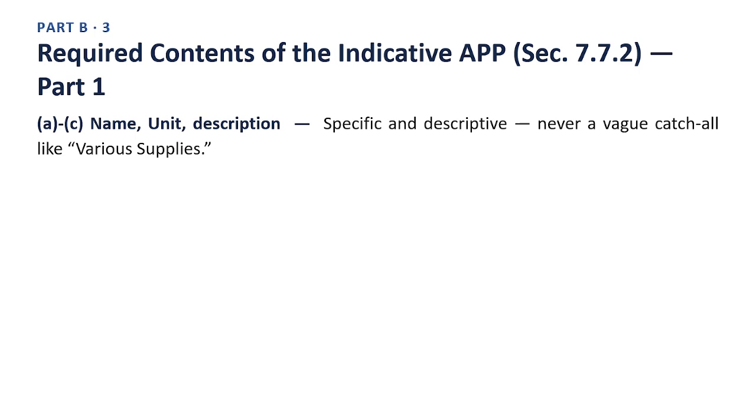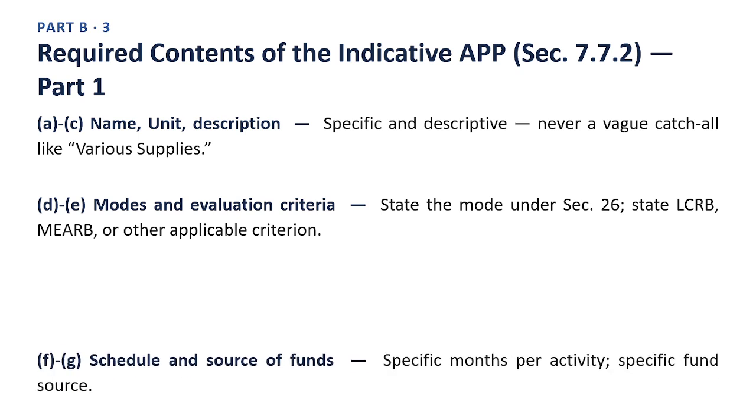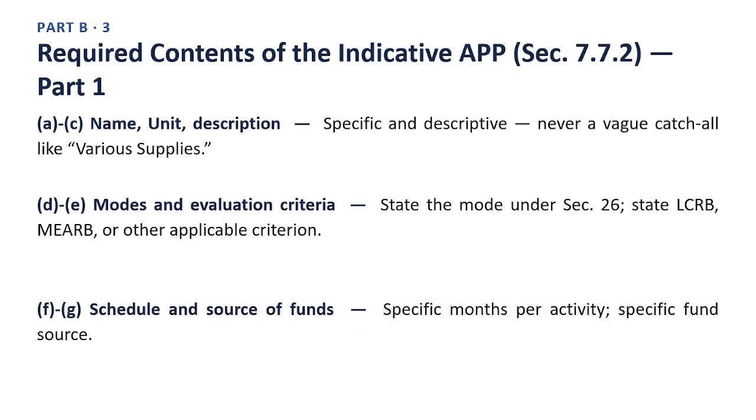C. Name, unit, description. Specific and descriptive, never a vague catch-all like various supplies. D, E. Modes and evaluation criteria. State the mode under Section 26, state LCRB, MIR B, or other applicable criterion. F, G. Schedule and source of funds. Specific months per activity, specific fund source. Keep each of these items in mind as a required element, not an optional one.